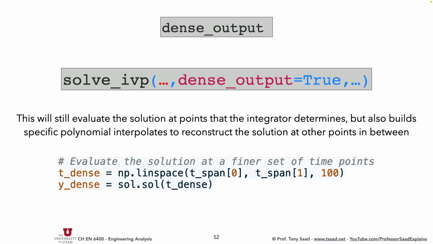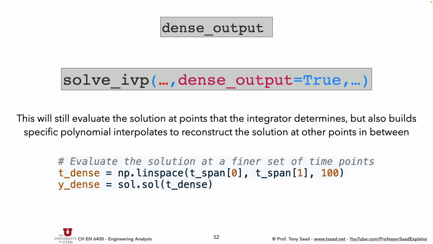What it does, it still computes at the points it wants to compute at, but it also builds a dense output. It builds an interpolating polynomial from t0 to t final. And then you can evaluate your solution anywhere between those points. So it's going to work a little differently. Once you turn on dense output, you create a dense linear space in time anywhere between t0 and t final. Okay?